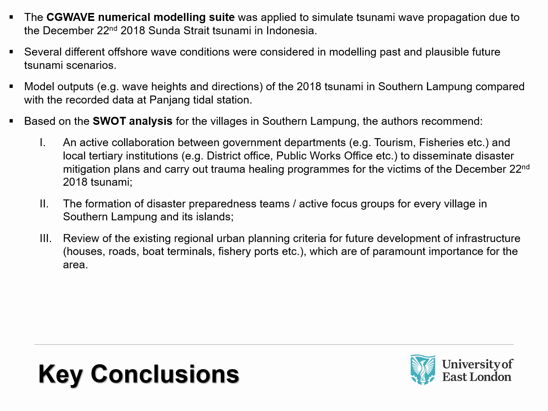between government departments and local tertiary institutions to disseminate disaster mitigation plans and carry out trauma healing programs for the victims of the December 22nd tsunami. The formation of disaster preparedness teams, active focus groups for every village in Southern Lampung and its islands. Review of the existing regional urban planning criteria for future development of infrastructure, for example, houses, roads, boat terminals, fishery ports, etc., which are of paramount importance for the area.